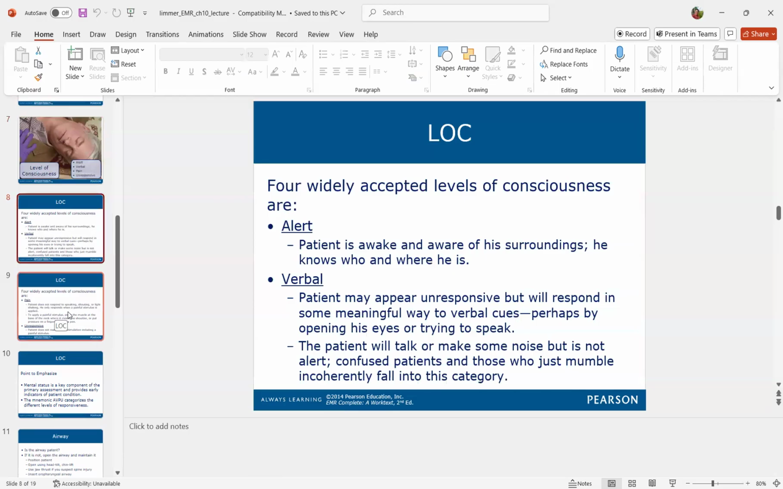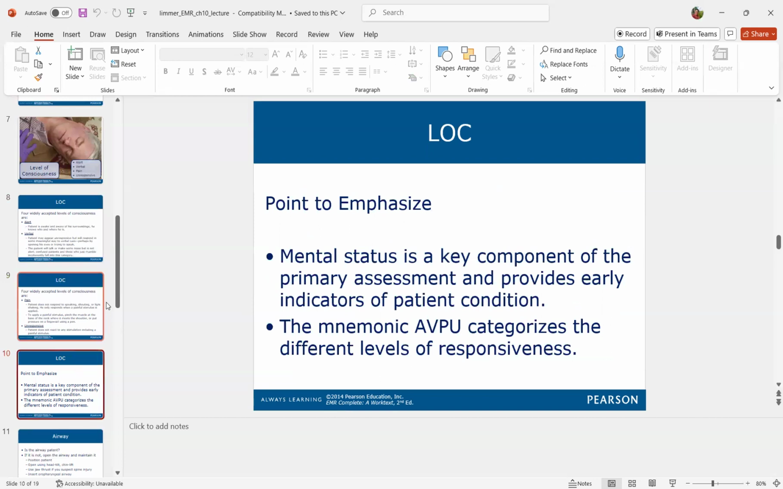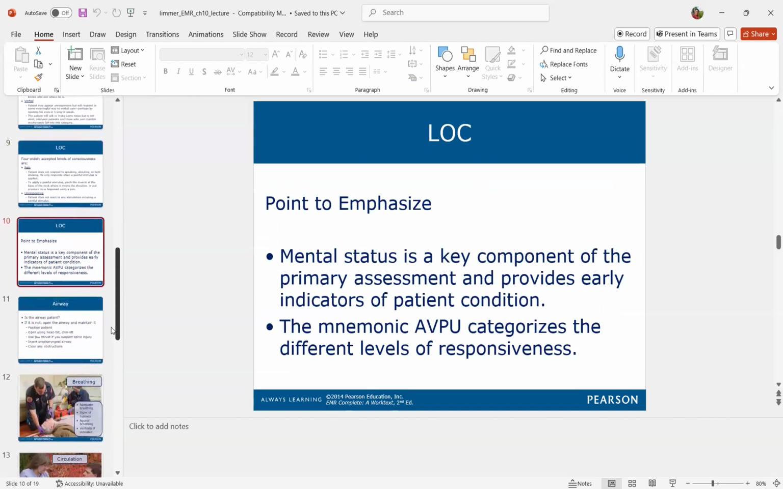I'm going to spell those out right here for you guys. Under alert, patient's awake, aware of their surroundings. They know who they are, where they're at. If they're verbal, they may appear unresponsive, but will respond in some meaningful way with verbal cues. Pain, they don't respond at all to verbal cues, but if we apply a painful stimulus, then they respond. Or are they not responding altogether, which would make them unresponsive. Point of emphasis: mental status is a key component of primary assessment and provides us an early indicator of the patient's condition. So we use that mnemonic AVPU to categorize that level of responsiveness.